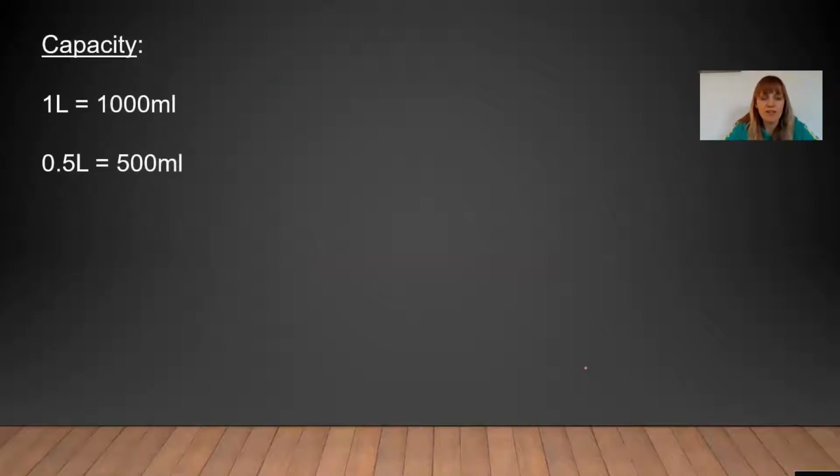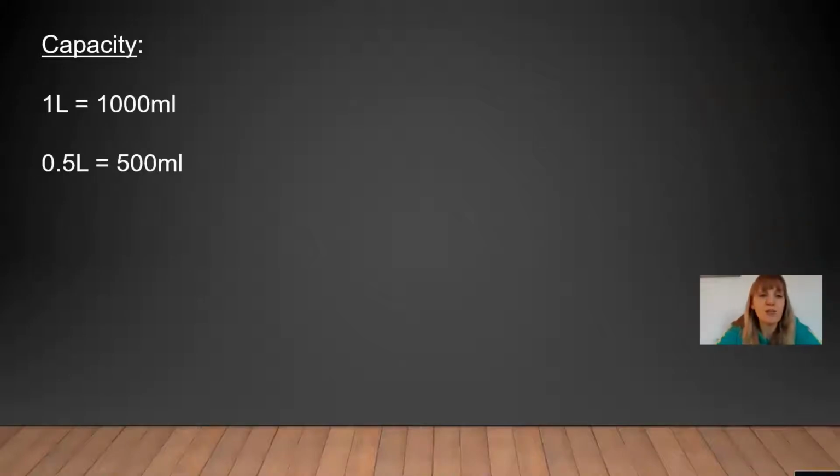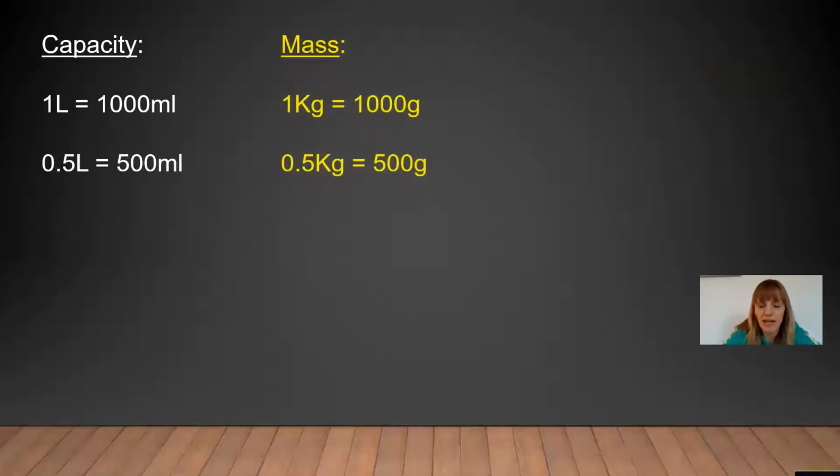So for our first little bit, I wanted to have a quick recap of things that we've learnt. So you'll see that popped up on the screen, capacity. This is when we're looking at liquids, how much containers can hold. 1 litre we know is the same as 1,000 millilitres. So half a litre, 0.5 litres, is the same as 500 millilitres. Mass, look at how heavy things are. We've got 1,000 grams in a kilogram. So in half a kilogram, we've got 500 grams.